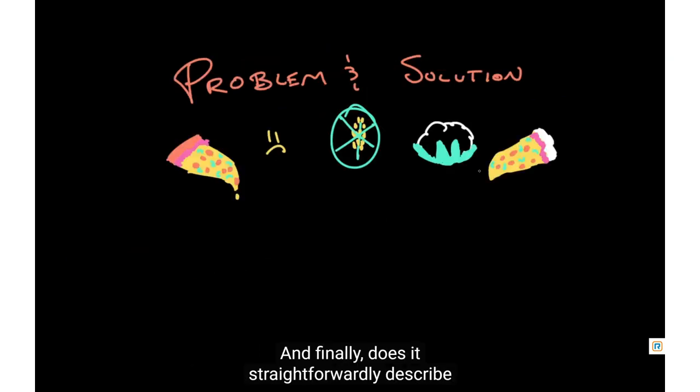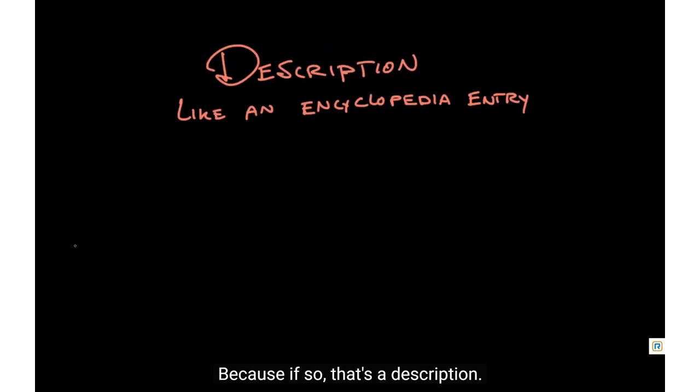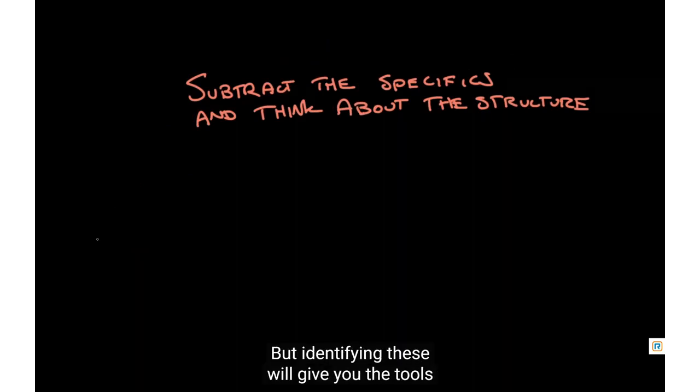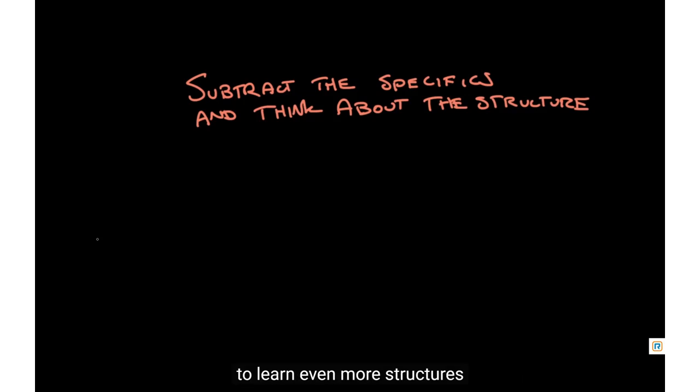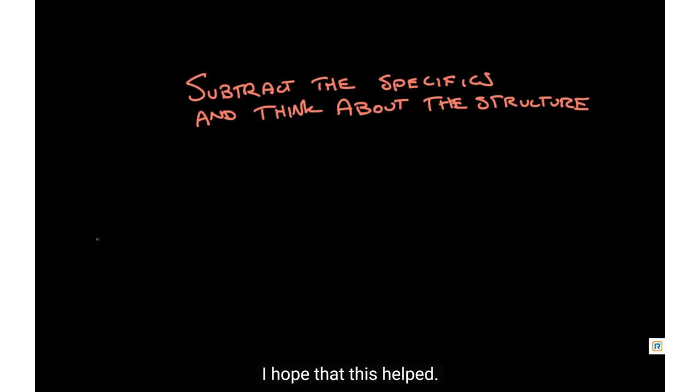And finally, does it straightforwardly describe what a pizza is without a detailed chronology, comparison, or problem? Because if so, that's a description. Those are only 5 possible ways to structure a piece of writing. They're by no means the only ways, but identifying these will give you the tools to learn even more structures so that you can better understand how writers shape ideas. I hope that this helped, and I also hope that you want pizza now, because I certainly do. You can learn anything. David out.